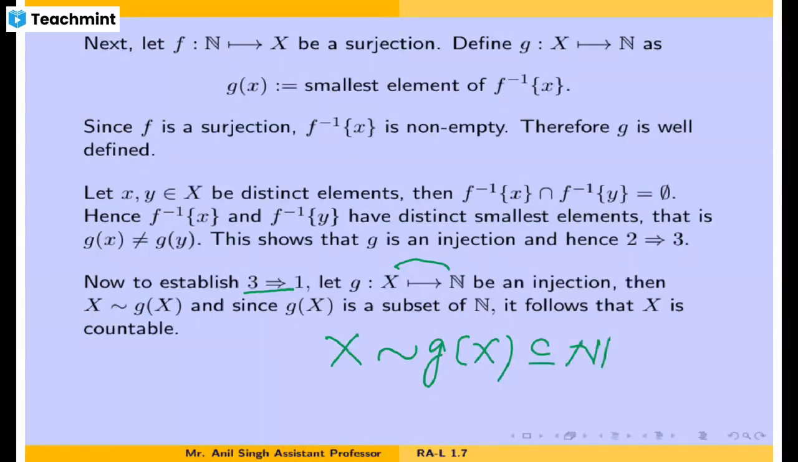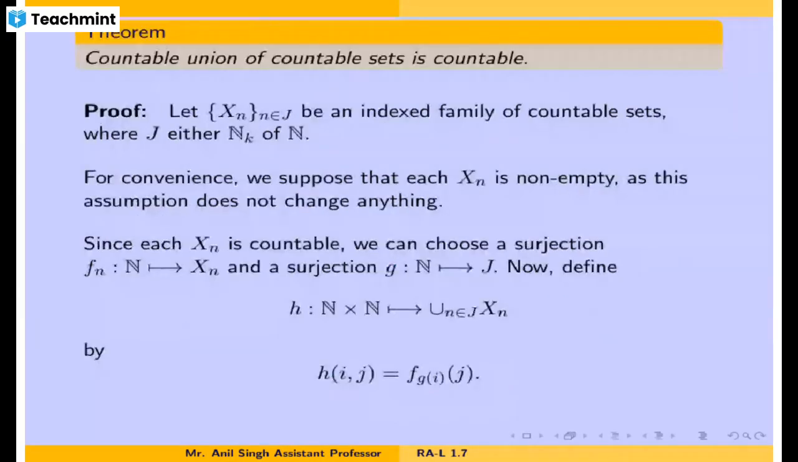A subset of a countable set is countable, and a set equivalent to a countable set is countable, hence this X is a countable set. With this we complete the cycle of the equivalence, and hence the proof of the theorem. This theorem is going to be vital and a very important result in establishing the final result, which states that the countable union of countable sets is a countable set.